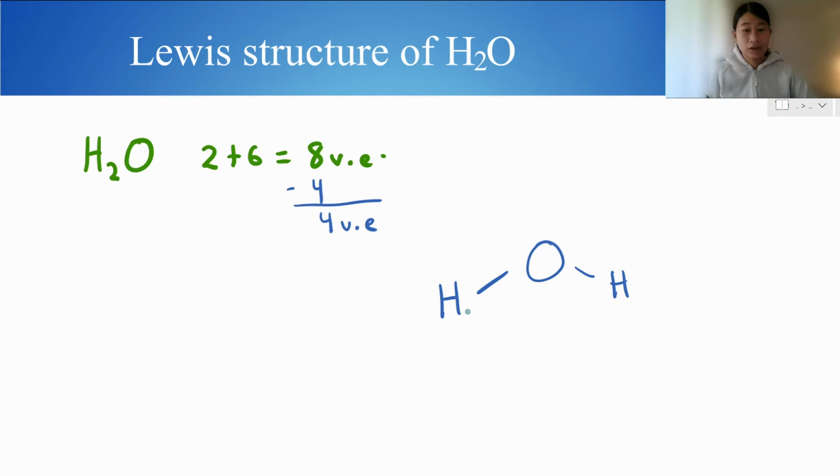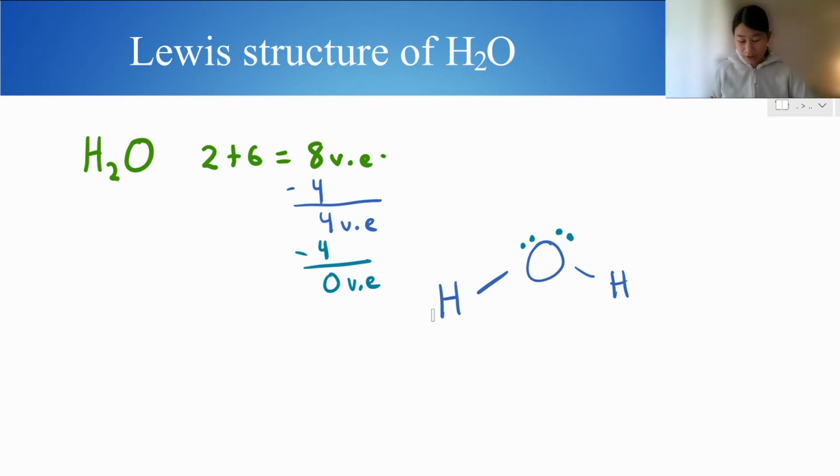Now, as hydrogen cannot be drawn with any lone pairs, we're just going to put these 4 valence electrons that are left over on the oxygen atom. So now we have no more valence electrons to use. And now we're going to check that the octet rule has been fulfilled by these atoms.